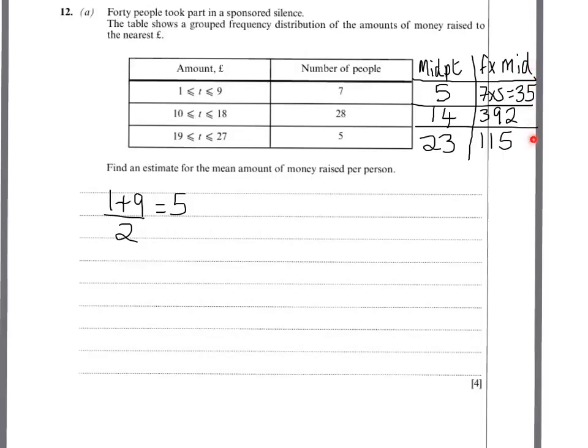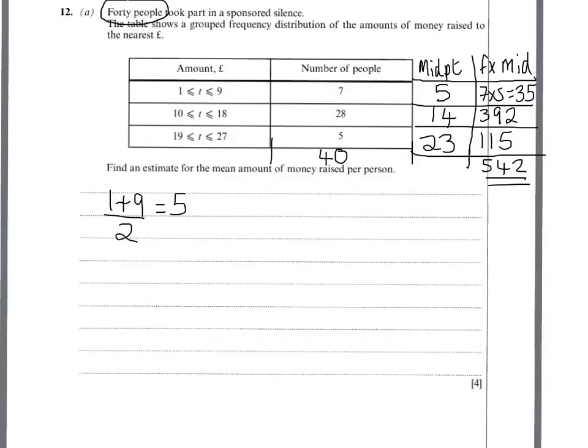I now need to add up this column and add up this column to get my 2 totals. So I want a total here in my frequency times midpoint column and a total in my frequency column. If you add up the total of this column here, you should get 542. And if you add up the total in the number of people column, you should get 40, although you don't really need to add it because it does actually say it in the question as well.